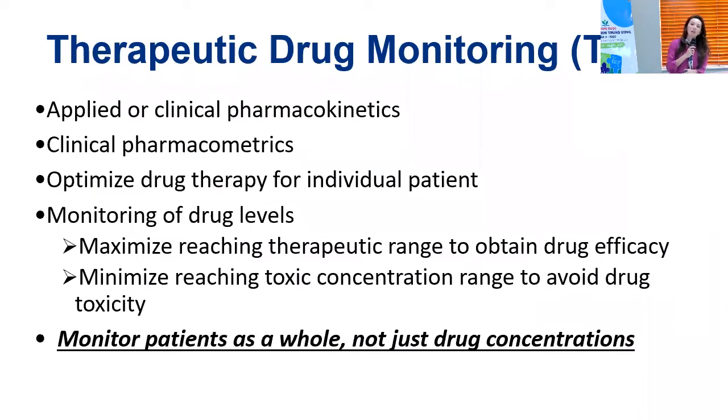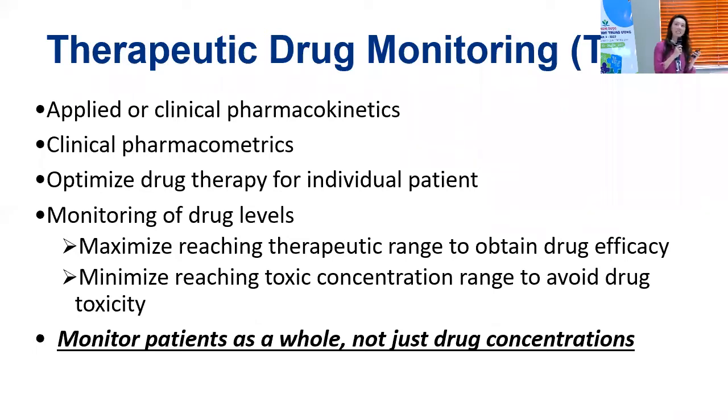Okay. So what is TDM? TDM has a lot of nomenclature. It's known as applied or clinical pharmacokinetics, clinical pharmacometrics. But when you say clinical pharmacometrics, it implies a lot of population pharmacokinetic modeling, meaning trying to figure out what the dose is, and non-compartmental analysis. And I do both of these in my research.